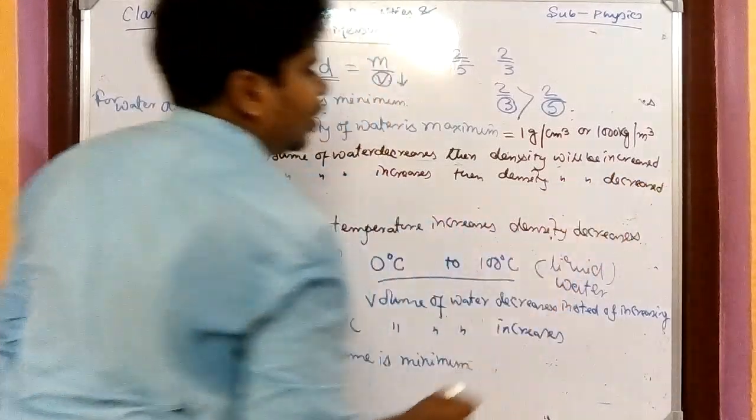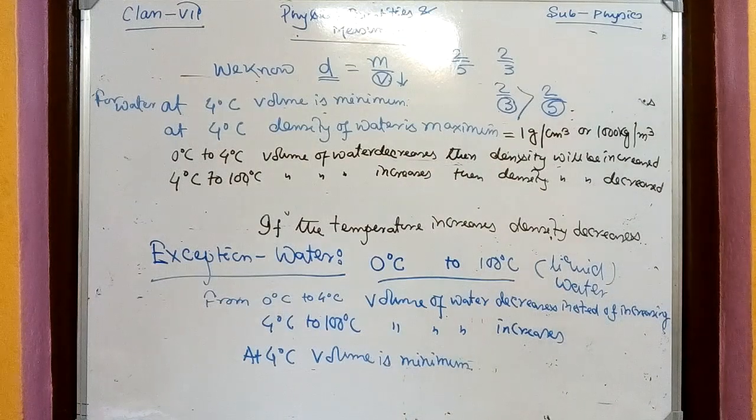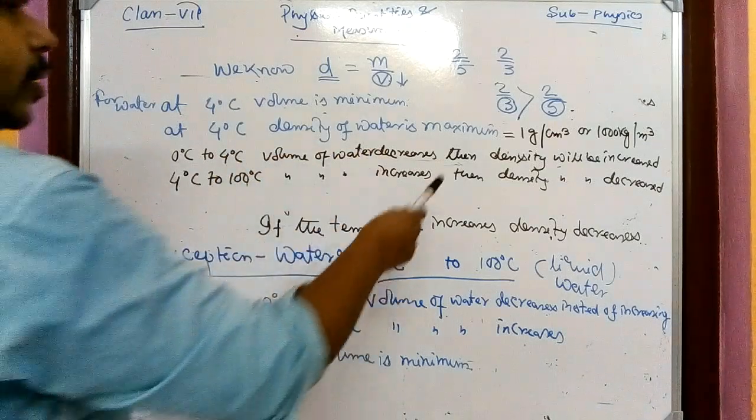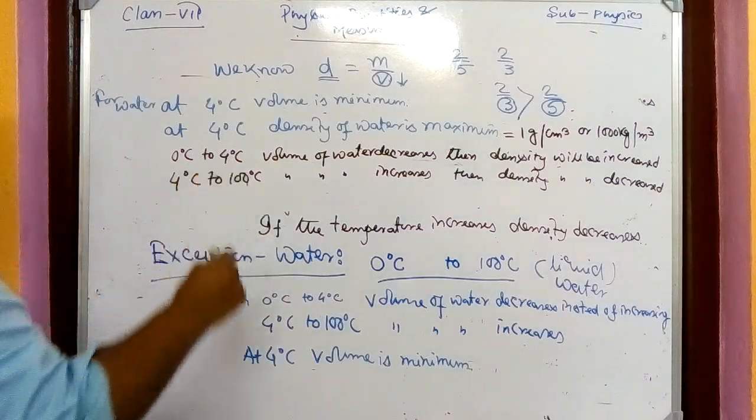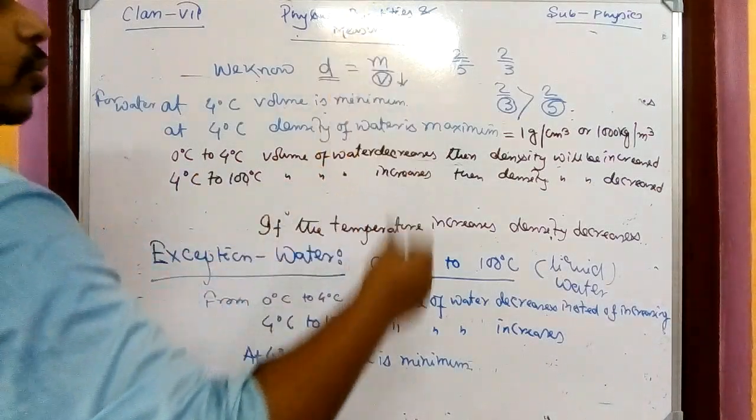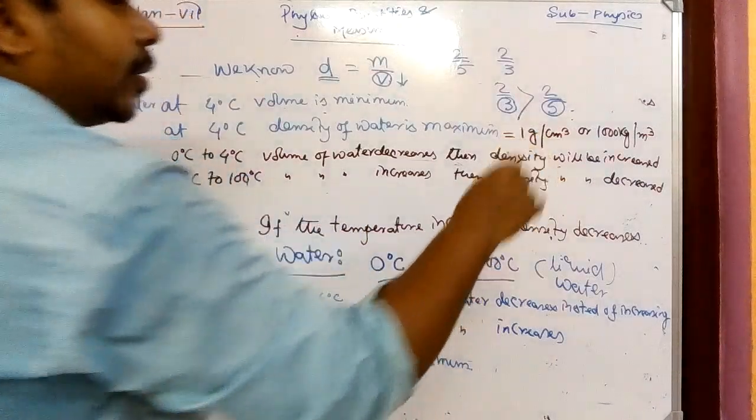This is the story. That is the exception of water compared with any other body. For any other body, if the temperature increases, the volume increases and the density decreases. That is one statement. But in the case of water, from 0 degrees to 4 degrees centigrade, the volume decreases instead of increasing. So here the density will increase. And from 4 degrees centigrade to 100 degrees centigrade, it is as usual. As the volume increases, the density decreases.